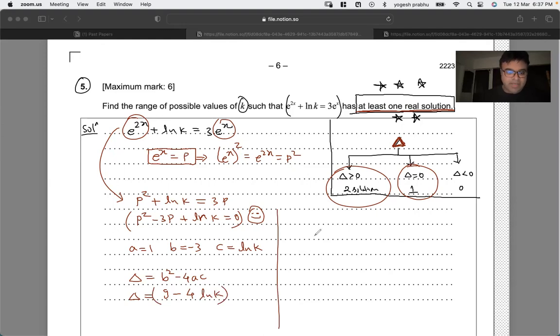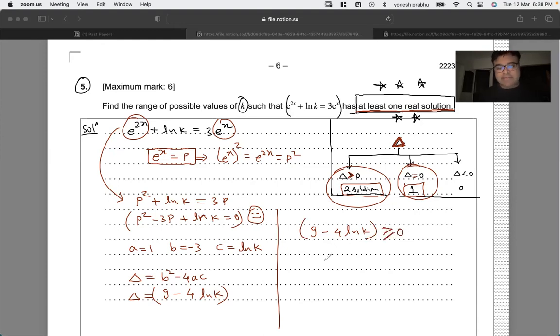I'm going to continue solving here. You get 9 minus 4 ln k. It has to be greater than 0. Then I get two solutions. It can be equal to 0. Then I get one solution. So you want at least one solution. So it is 1 or 2, right? So this is greater than or equal to 0. This is the key part of the problem.